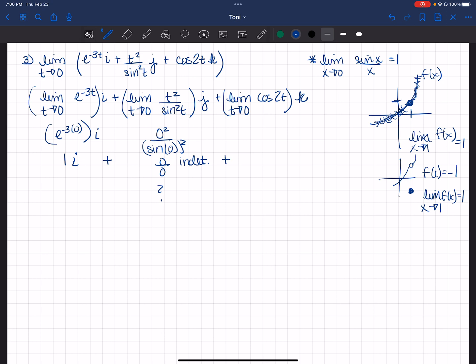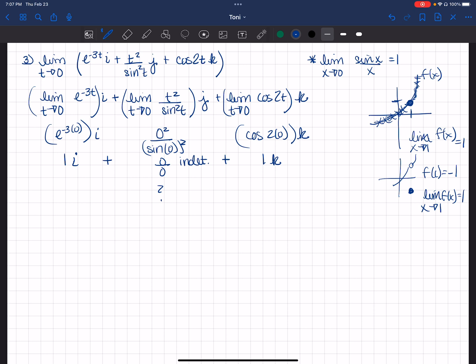Plus, if I plug in 0 here, this is going to give me the cosine of 2 times 0, all of that, of course, times k. Well, that's the cosine of 0, and the cosine of 0 is 1, so plus 1k.